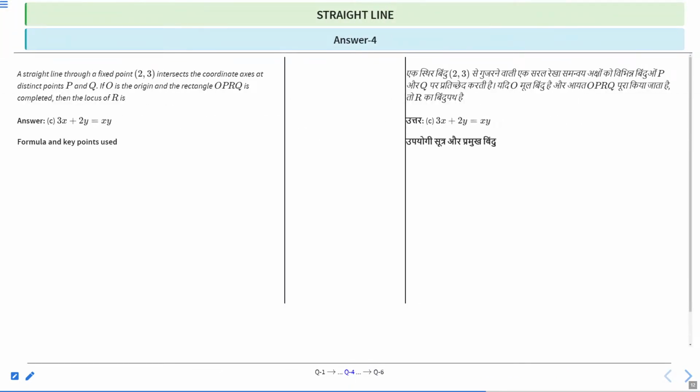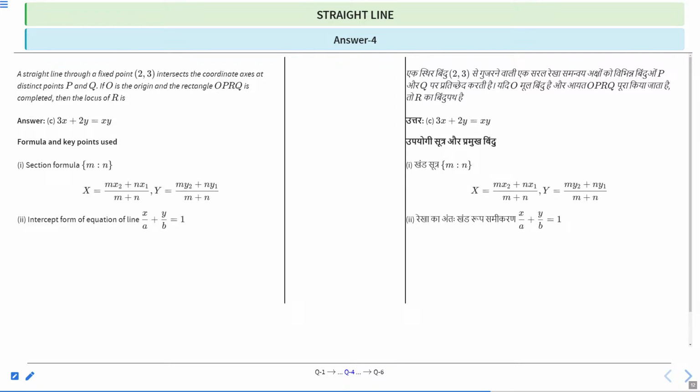Now you can see that the formula and key points we will use in this question is the section formula, in which the x coordinate can be calculated as (mx2 + nx1)/(m + n), and the y coordinate as (my2 + ny1)/(m + n). Also, the equation of a line in intercept form can be written as x/a + y/b = 1.